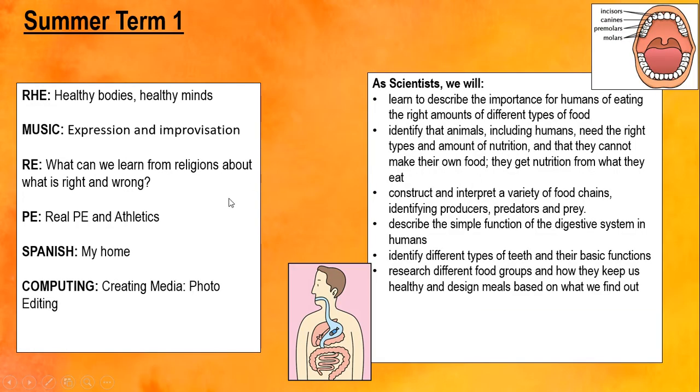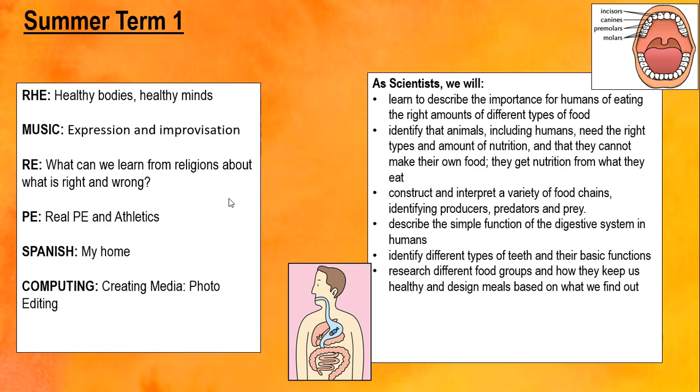Just looking at the left there, you can see what we're covering across the broader curriculum. I will focus a little bit more here on science. Obviously, there's a link there to Food for Life. We're going to be looking at the importance for humans of eating the right amounts of different types of food, identifying that animals, including humans, need the right types and amounts of nutrition, and that they cannot make their own food. They get nutrition from what they eat.